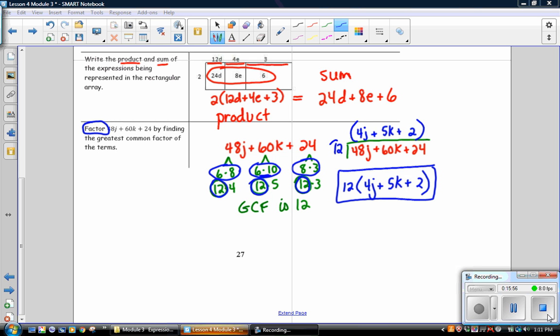Then divide by the greatest common factor. 12 goes into 48 4 times. 12 times 4j is 48j. 12 times 5k is 60k, and 12 times 2 is 24. So the answer in factored form is 12 times the quantity, 4j plus 5k plus 2.